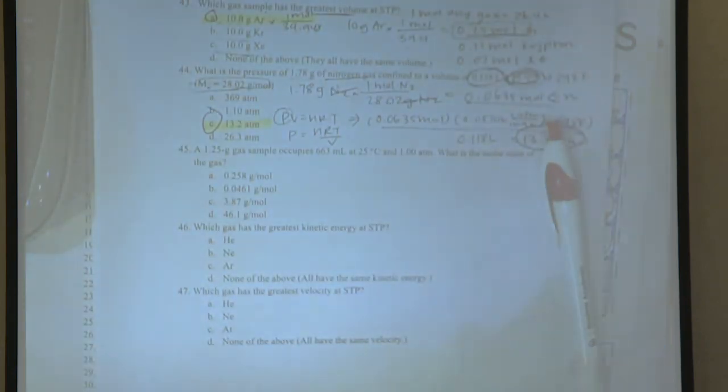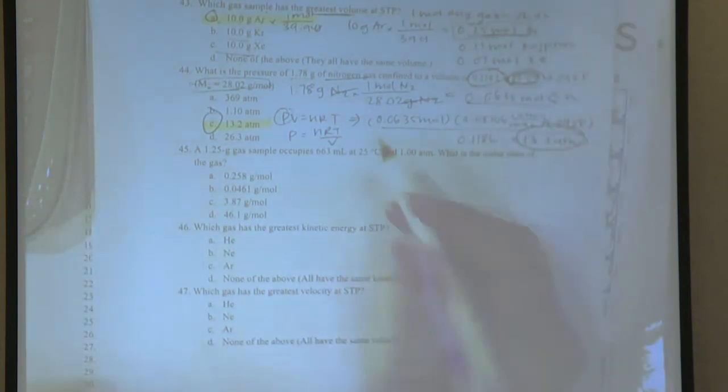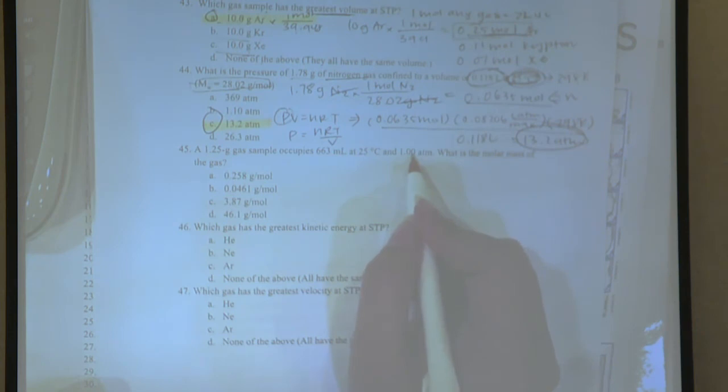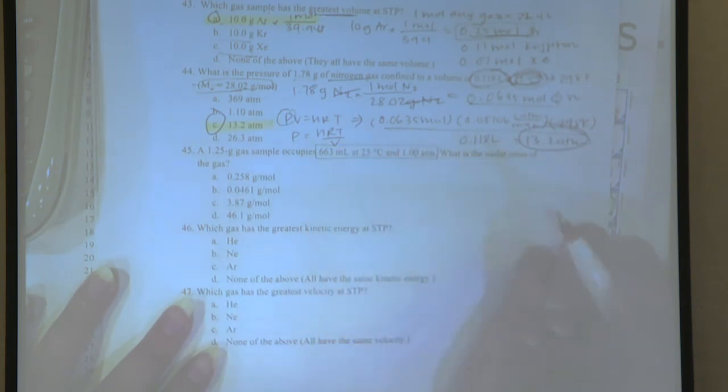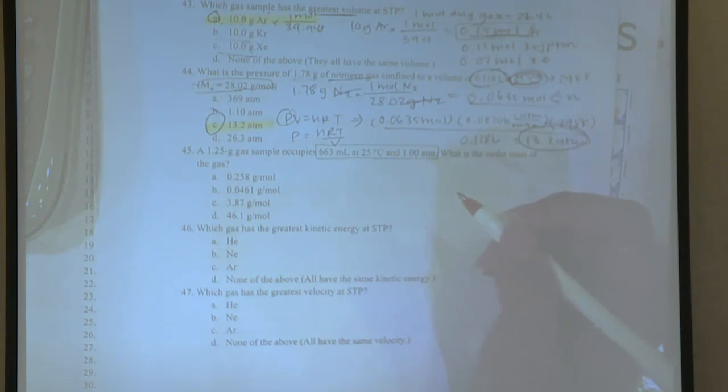A 1.25 gram gas sample occupies 663 mL at that temperature and pressure. What is the molar mass of the gas? So what we need to do is find, using this information first, our n, which is our number of moles. Once we have found our number of moles, we can divide our grams by the number of moles in order to get our molar mass, right?